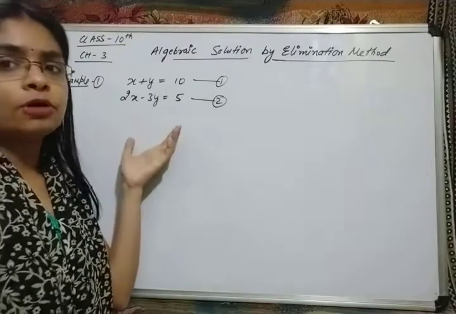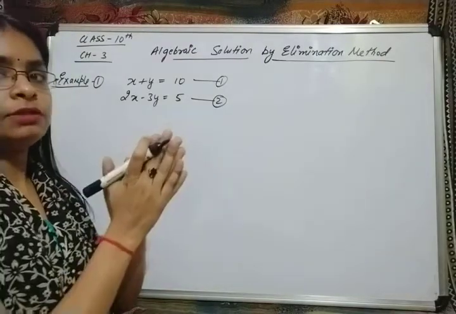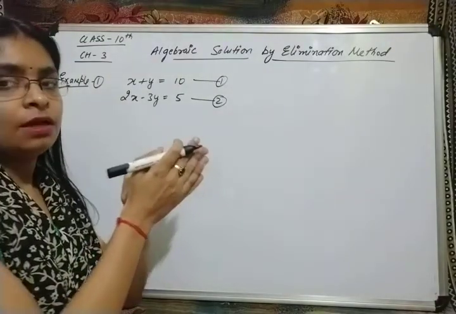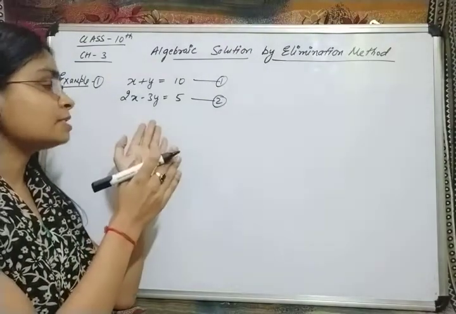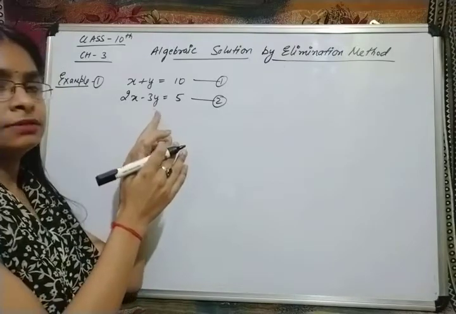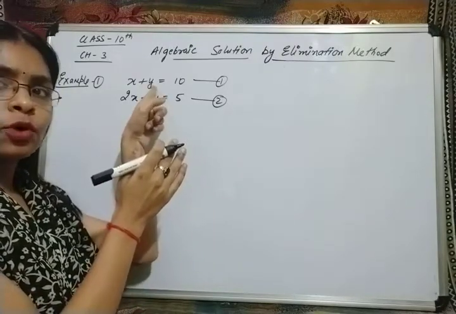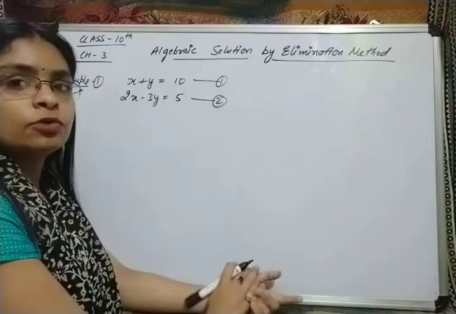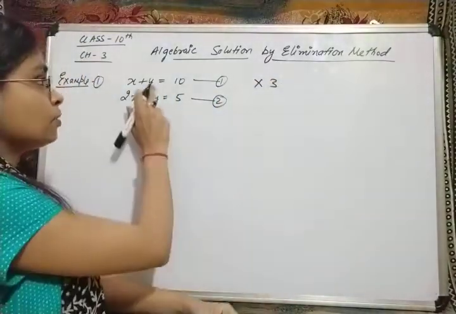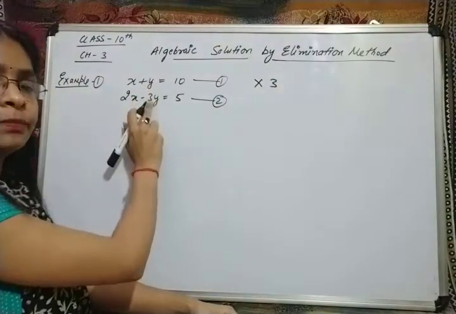So here I'm going to take again this equation. Earlier what I had done, I had made the coefficient of x the same. Now in this, I will make the coefficient of y the same. So here it is 3y, so here it should also be what? 3. So I am going to multiply equation 1 by 3, so we will get 3 and 3, the same.